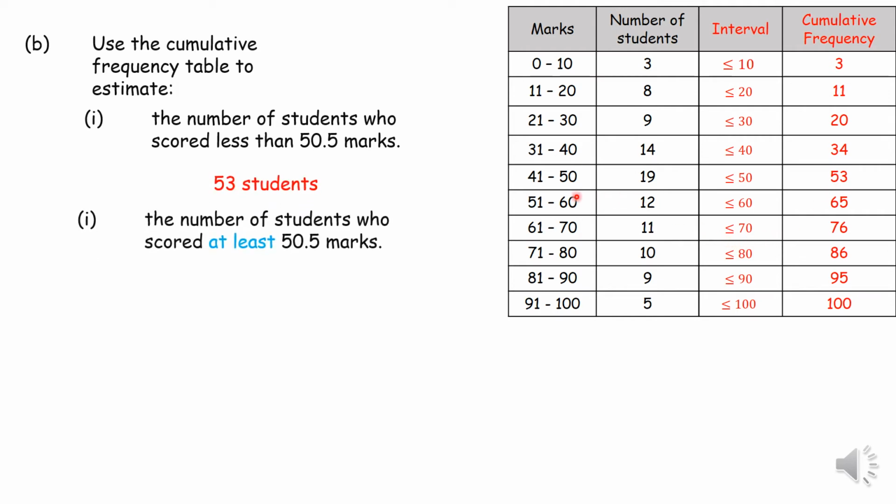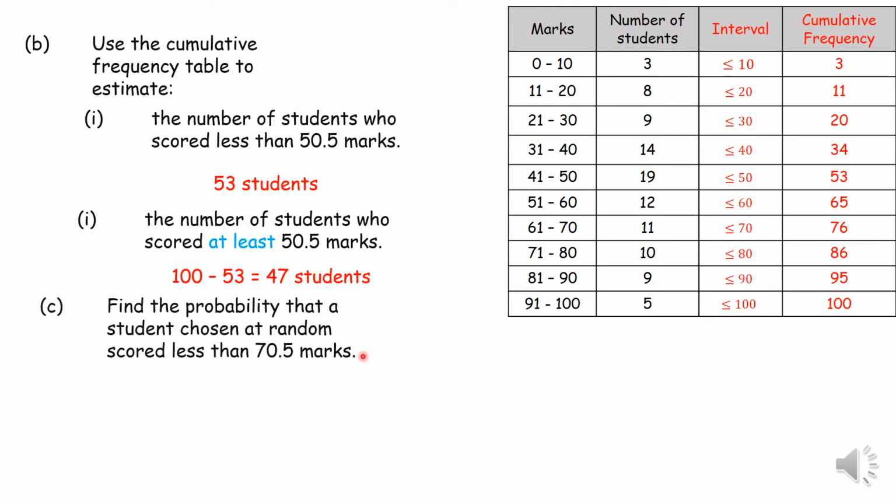The number of students who scored at least 50.5 marks, that means at least, that means they can be more than that. So it means the learners could also score 72 or 81 or, God forbid, 100. So for the at least mark, you simply take the 100 and you minus the 53, and that gives you 47 learners.